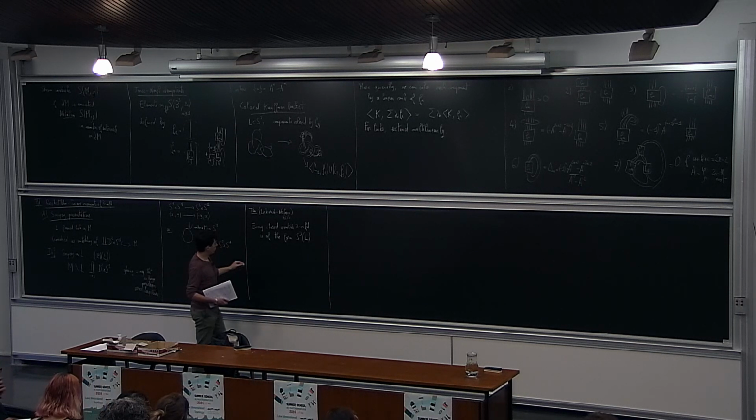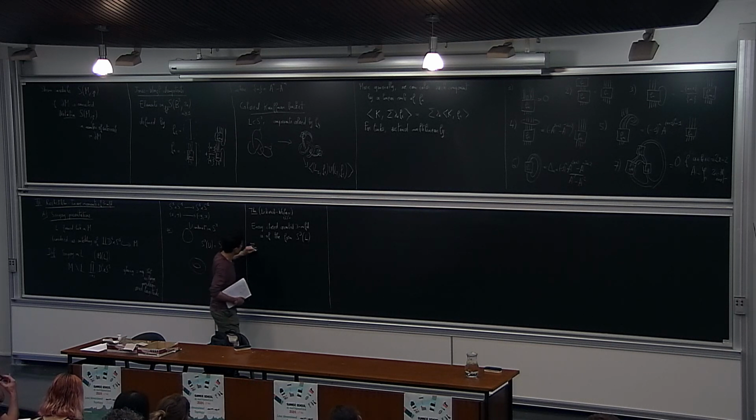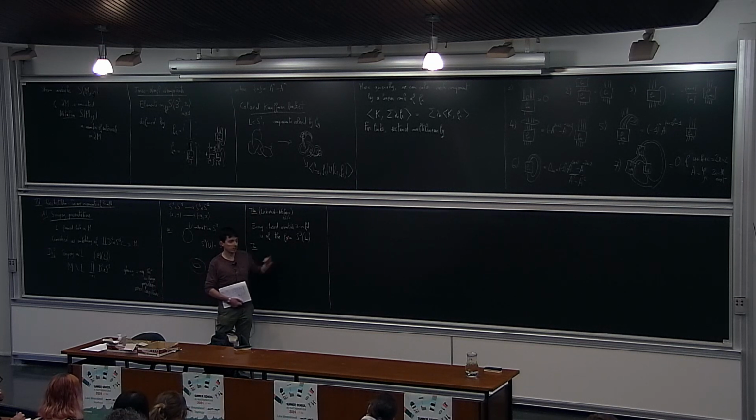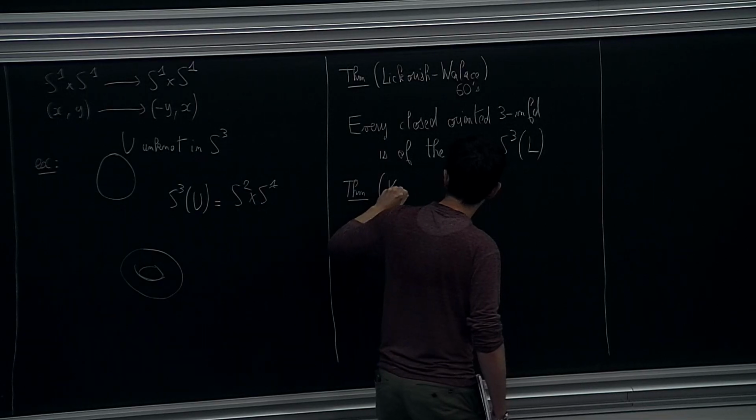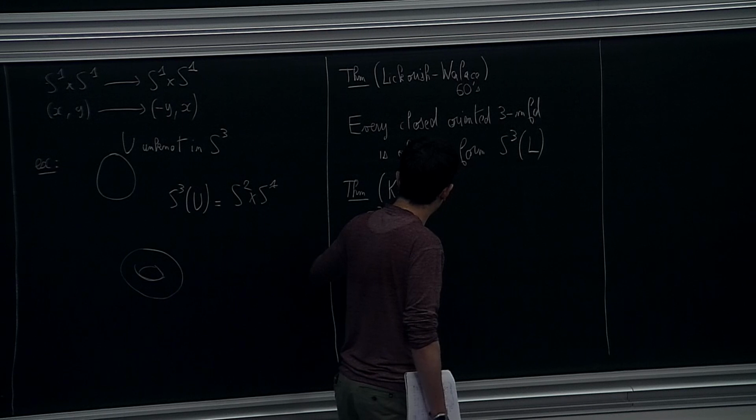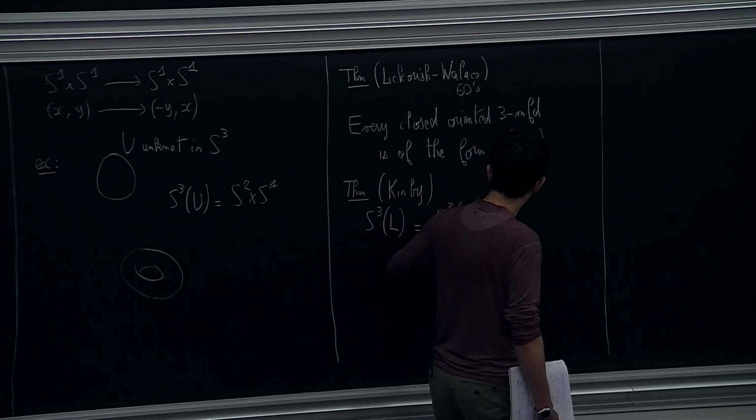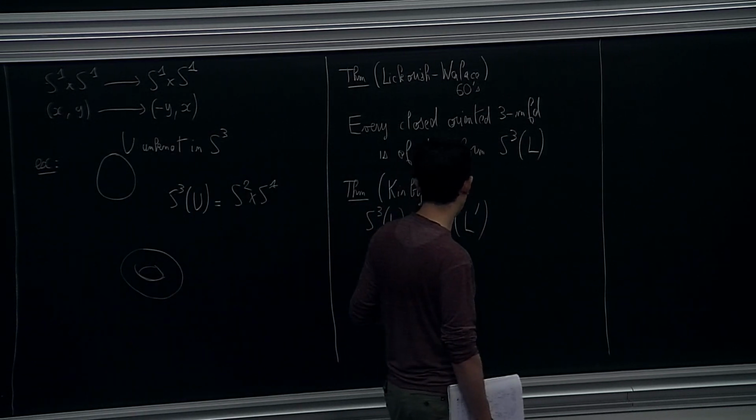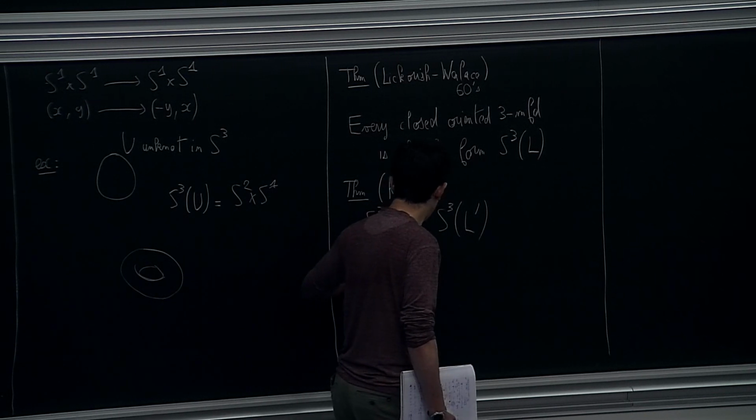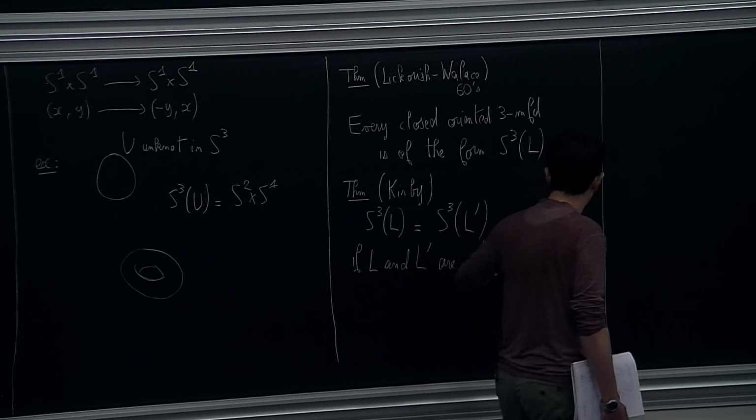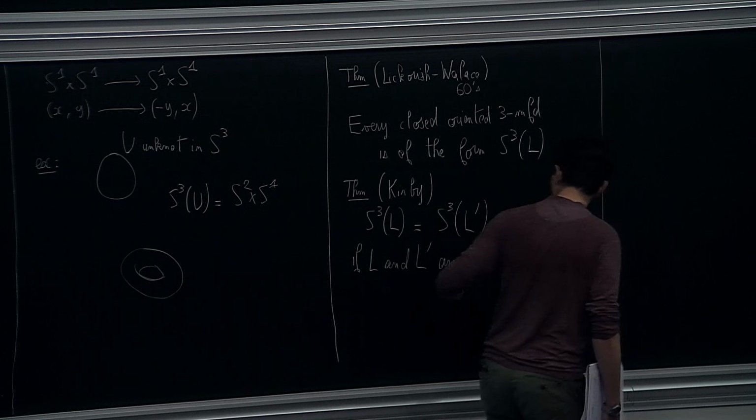Okay, so we have this theorem and we have a second theorem, which makes things more precise. As we said, there was an ambiguity. We can have several surgery representations for the same 3-manifold. And we have a theorem by Kirby, which says that two links give us the same 3-manifold, give surgery representations of the same 3-manifold, if and only if L and L prime are related by the following moves.